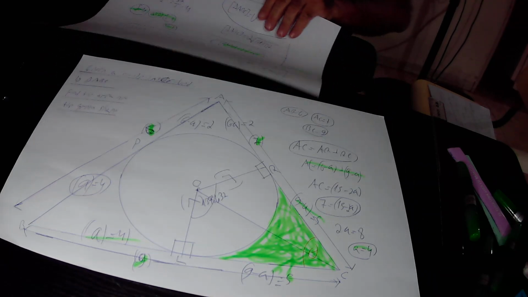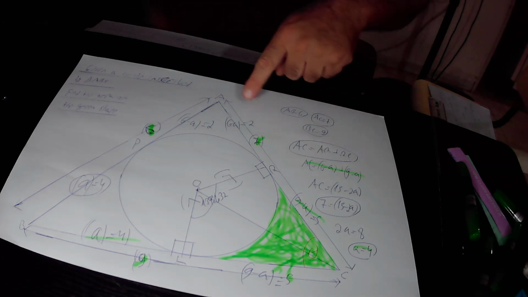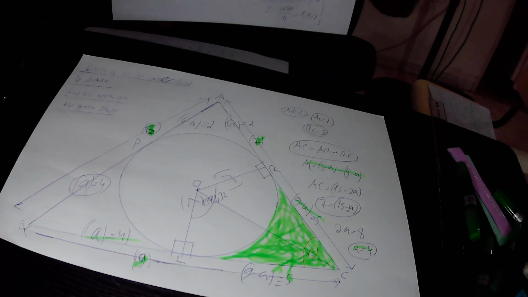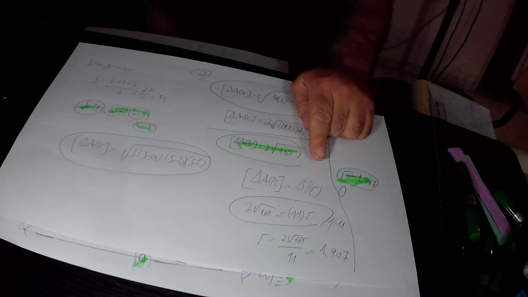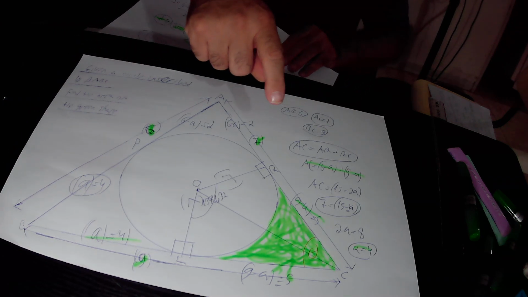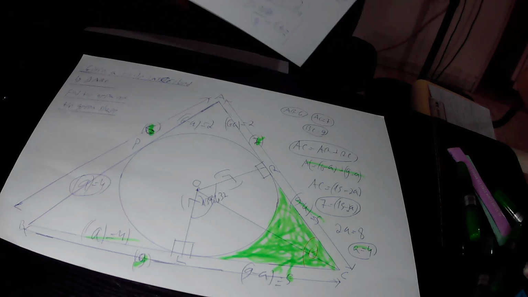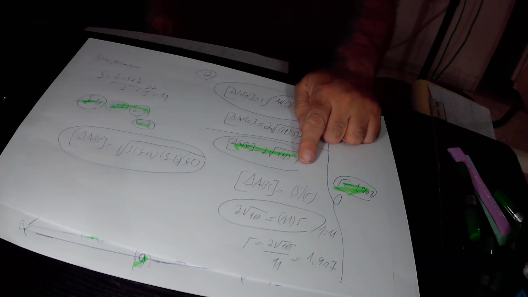We have a special formula for the area of any triangle that circumscribes a circle. Triangle ABC encloses this circle, so we can use the new formula to find its area. According to the new formula, the area of triangle ABC equals the semi-perimeter S times R, where R is the radius of the circle that is inscribed in triangle ABC. Again, the area equals the semi-perimeter S times the inscribed radius R.